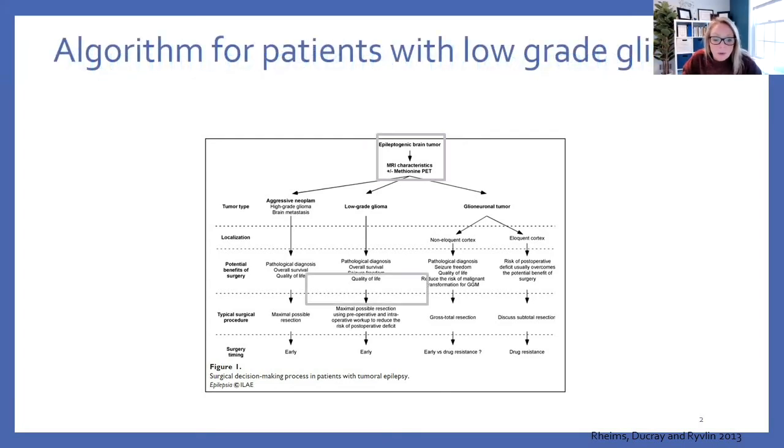Most importantly, what we want to focus on is the quality of life in addition to overall survival and obtaining a pathologic diagnosis. For this, we want to do a maximal possible resection using preoperative and intraoperative workup to reduce the risk of postoperative deficit. This often means considering ECoG.